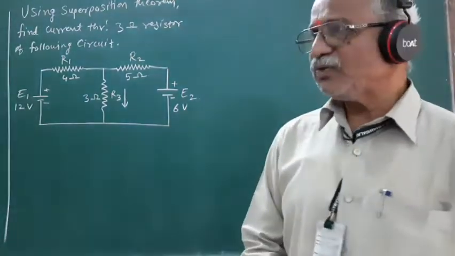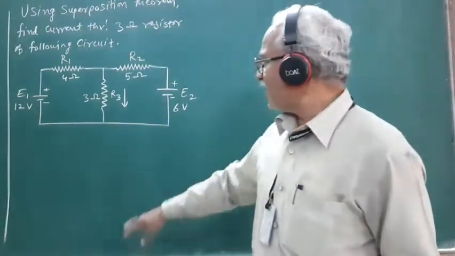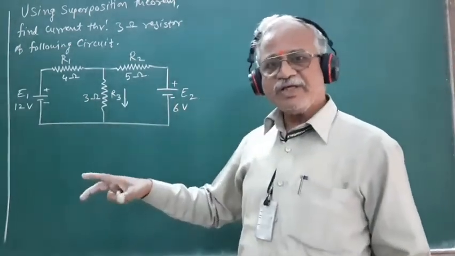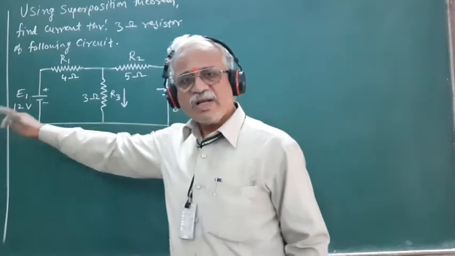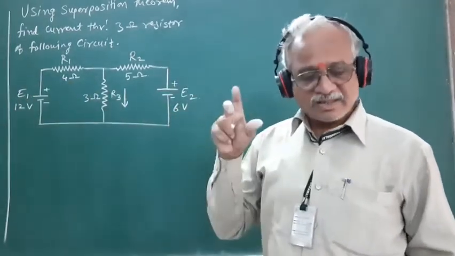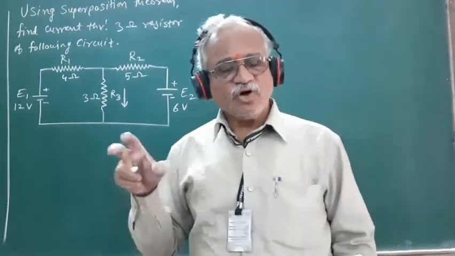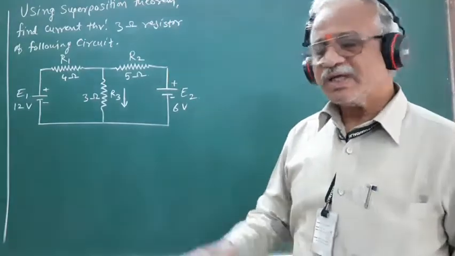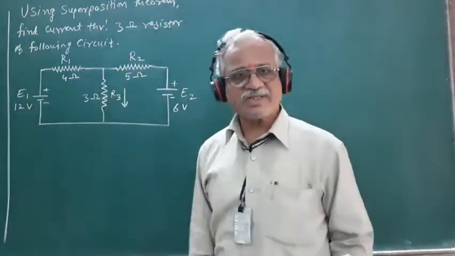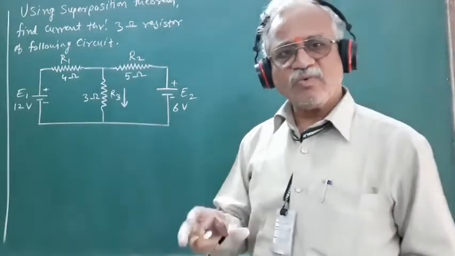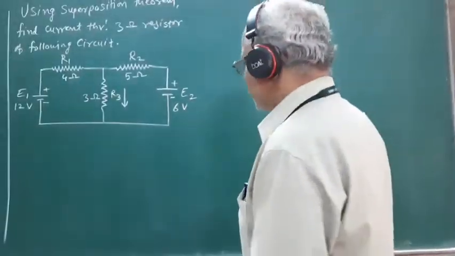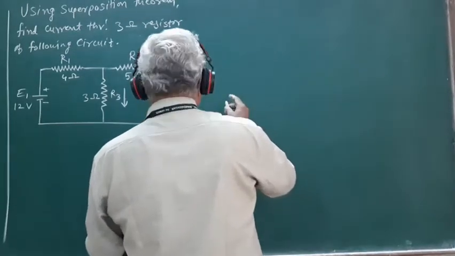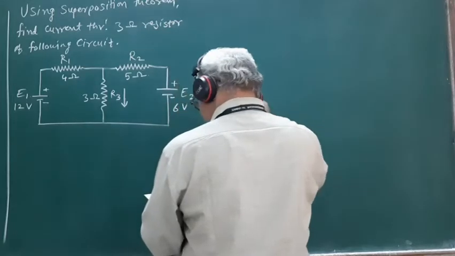So here what we need to do is, we have to find out the current flowing through this resistance R3, that is the 3 ohm resistor, individually due to the sources E1 and E2, and then the algebraic sum of these currents due to the individual sources will give us the total current flowing through this resistance R3 in the presence of both the sources of EMFs, that is E1 and E2. So this process consists of two steps.